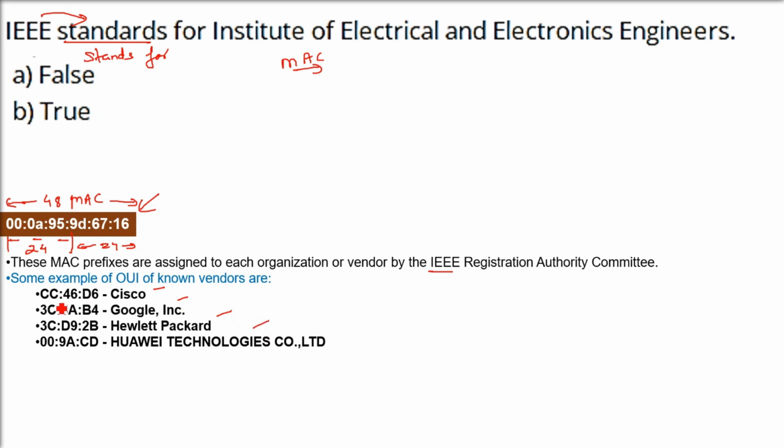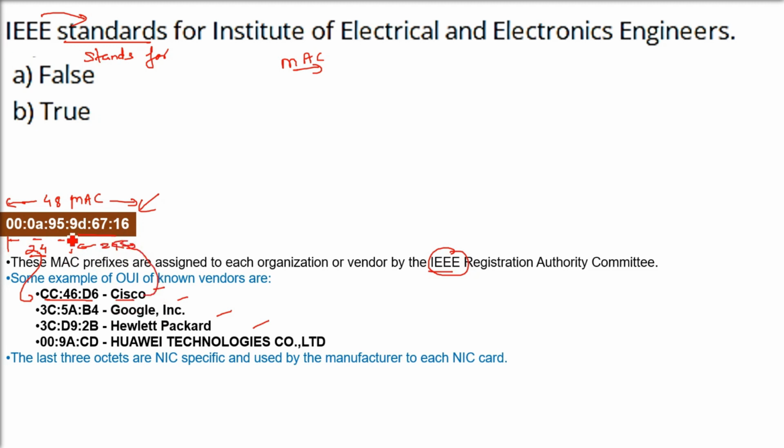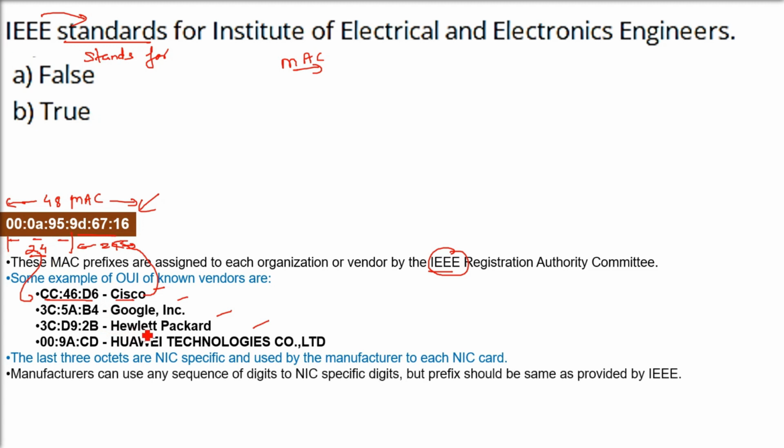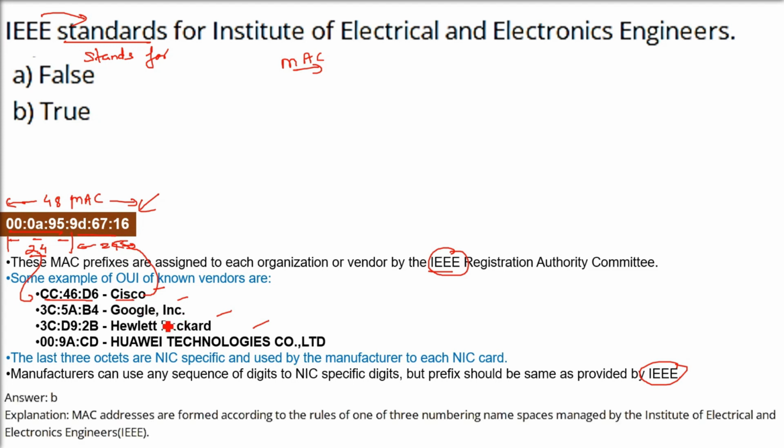The other 24 bits you can always give, like Cisco will give its own way. Google will give some more 24-bit numbers. So the combination of this 24 and 24, that is vendor and then vendor specific, can combinedly be said to be a proper unique MAC ID. Alright. So manufacturers can use any sequence of digits for the NIC specific part, but the prefix should be the same as given by whom? IEEE, Institute of Electrical and Electronic Engineers. So the answer here is B, which is true.